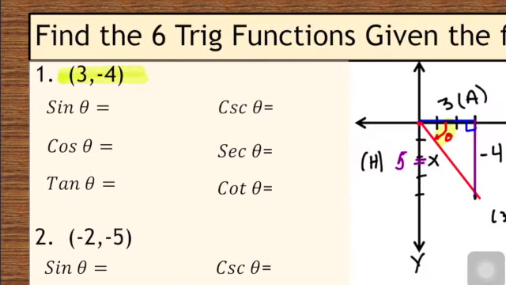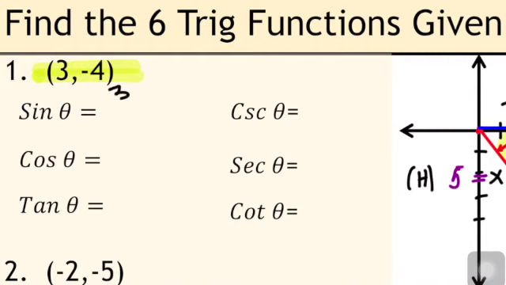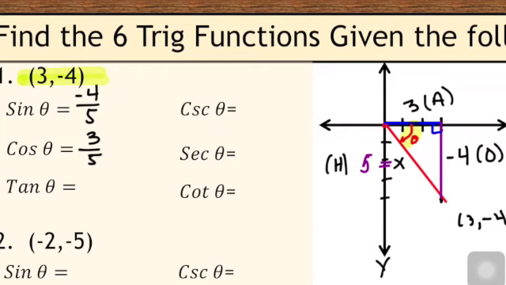All right, so my sine is going to be the opposite side, which is -4 divided by the hypotenuse. Cosine is going to be the adjacent side divided by the hypotenuse. Let's maybe scroll out a little bit so we can still see the triangle. My tangent is my opposite side divided by my adjacent. Cosecant, we're just going to flip the sine.